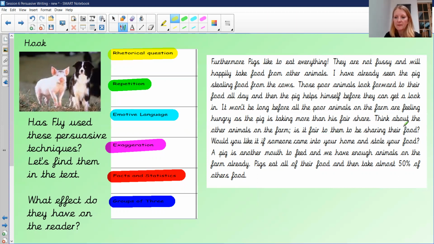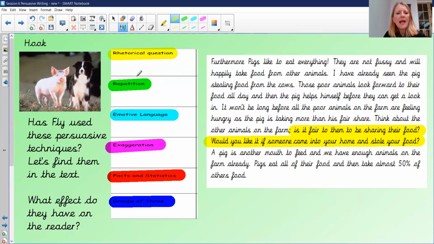So is it fair to them to be sharing their food? Again, that's to make Farmer Hoggett think, well, is that fair? Should the other animals be sharing their food? So I'm going to be able to highlight that one. That's a rhetorical question. Would you like it if someone came into your home and stole your food? Would Farmer Hoggett like that? Somebody coming in and eating his food? Well, again, that's another rhetorical question. Okay, so good. We've got our rhetorical questions done.